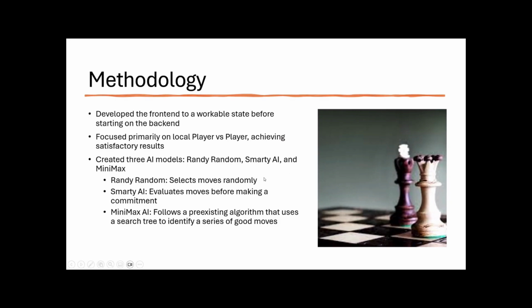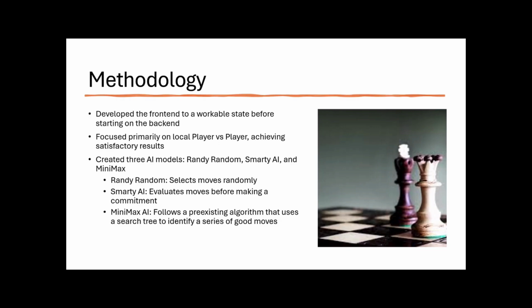Randy Random was by far the simplest. It does what it sounds like: it selects moves completely at random. That was just so we could ensure our AI framework was set up properly. The second model is our own custom model. We wanted to try our hand and see if we could come up with a decent model. It's okay, not the greatest. It is capable of winning a game from time to time, but generally it's still easy to beat. But it does function.